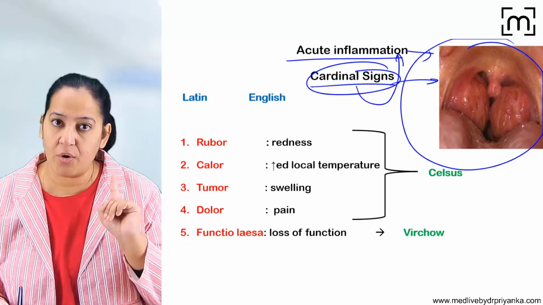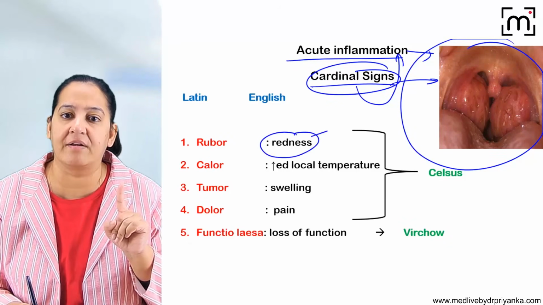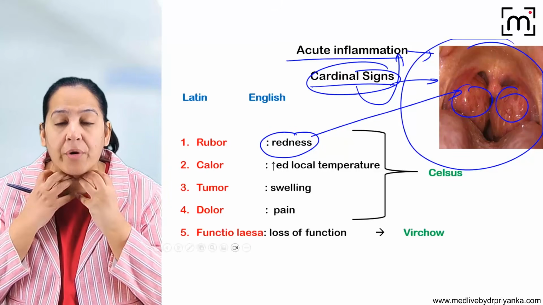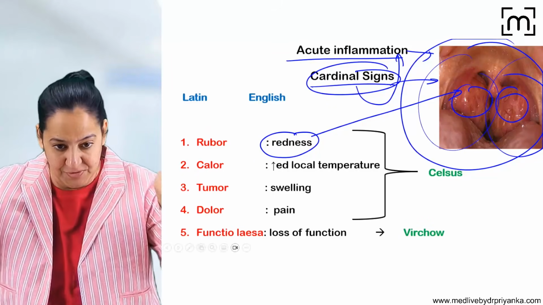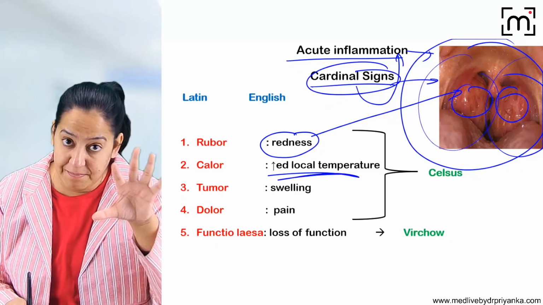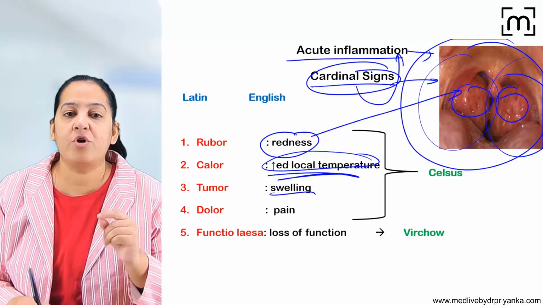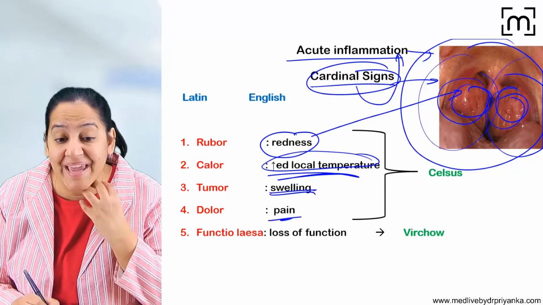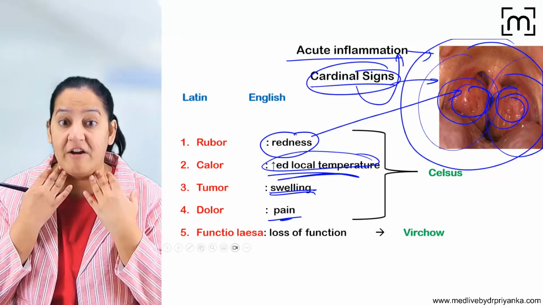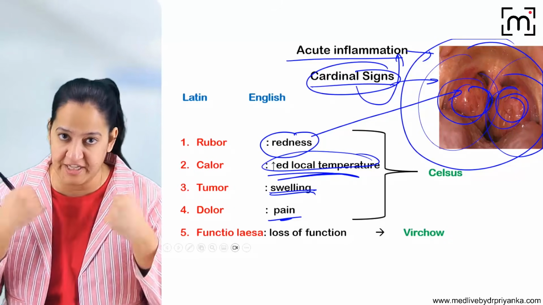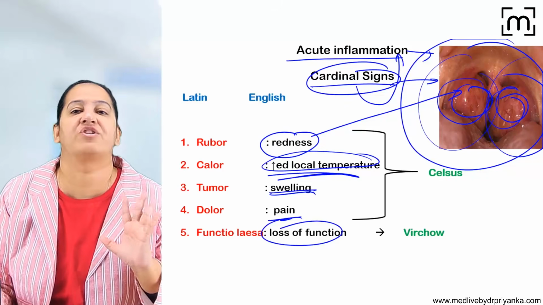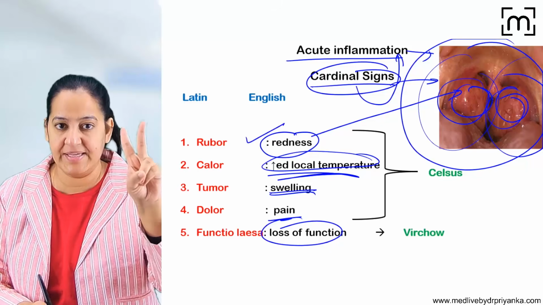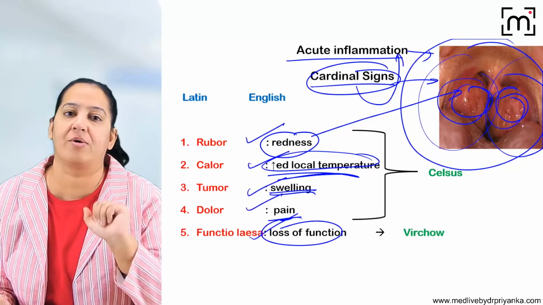Whatever organ has acute inflammation, that organ becomes red in color. Can you see the tonsils become red in color? The temperature of that organ becomes more as compared to the surrounding temperature, so there is increased local temperature of that particular organ. That organ swells up. Can you see the tonsils are swollen here? There is pain in that organ. Whenever we have tonsillitis, we have pain in the tonsil during deglutition, and there is temporary loss of function of that organ, not permanent. These are the 5 cardinal signs: redness, increased temperature, swelling, pain, and temporary loss of function.